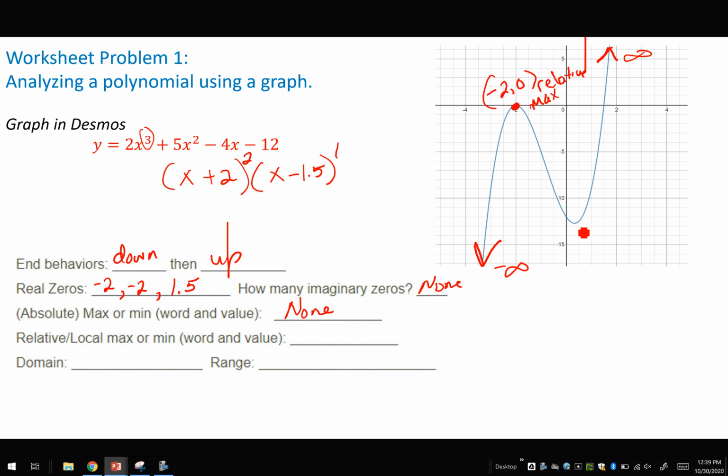And then down here, just right on my y-axis, I have a relative min going on. It's not absolute. It's not the absolutely smallest value that I'm going to have, but everything around it is getting bigger. So this would be a relative min. Okay, so for my max, I'm going to say -2 comma 0.